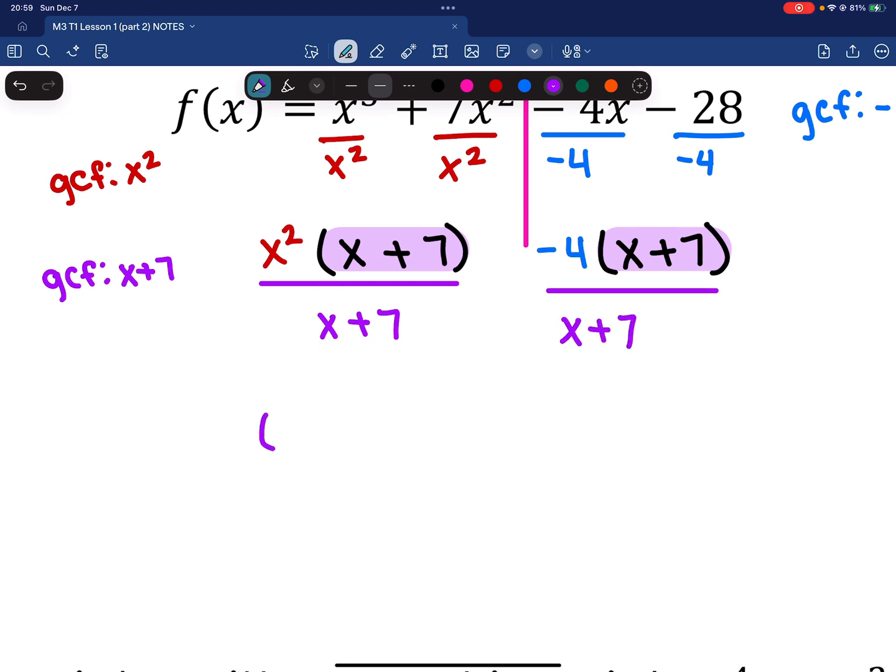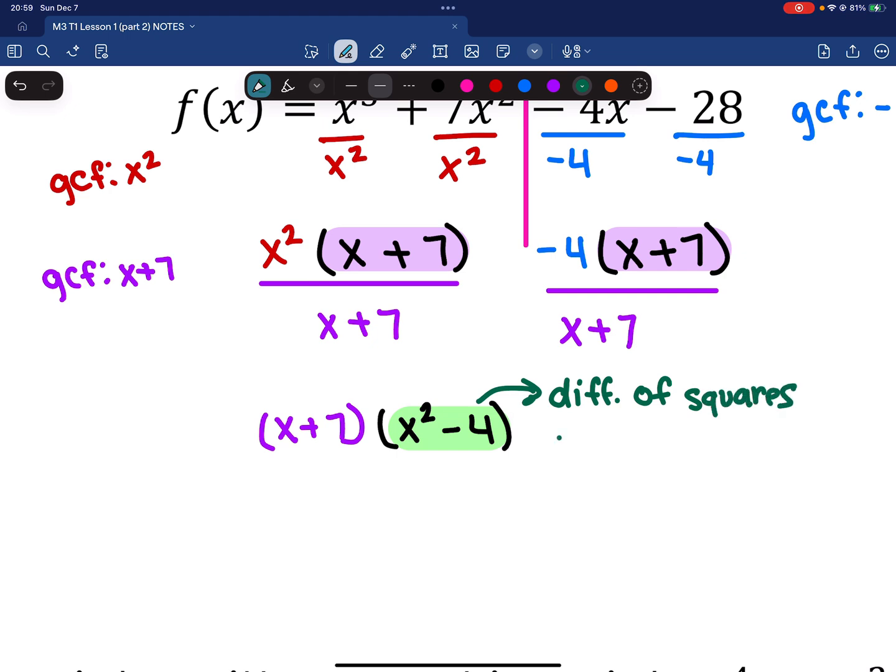So remember, our GCF goes out first, and then what's left over would be x squared minus 4. And just like before, we have to double check, can this be factored more? And yes, this can. This is another difference of squares.